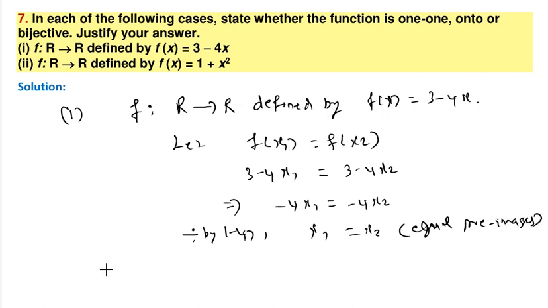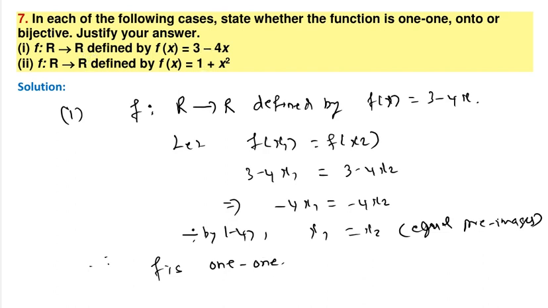For equal images, therefore f is 1-to-1. Now we have to test the onto nature. For onto, we should find a range. We should find a range and codomain, and both are real numbers, meaning we can accept.